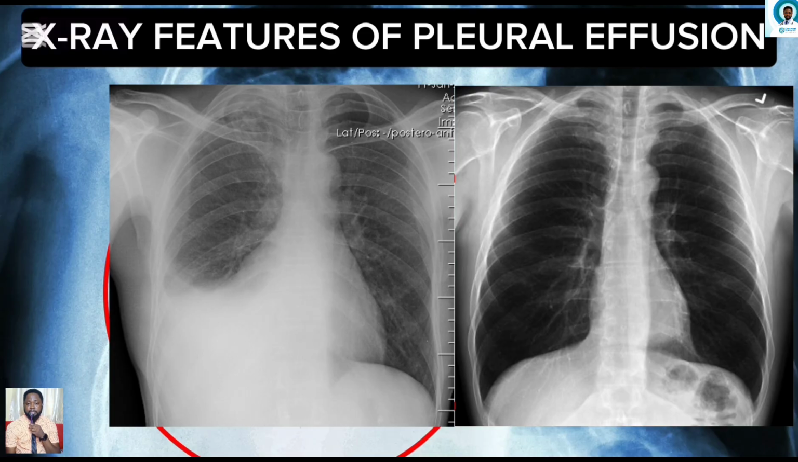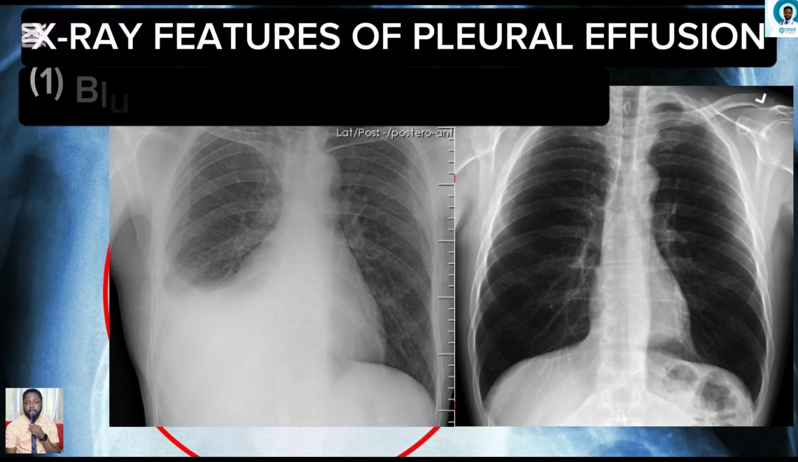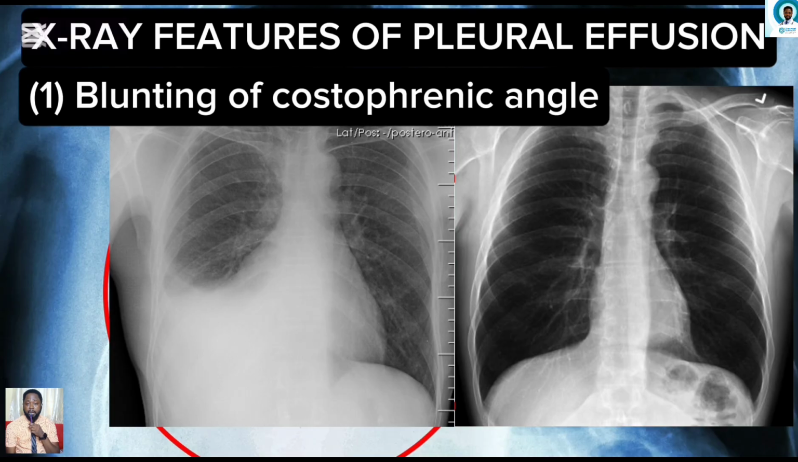Now, the features of pleural effusion include blunting of the costophrenic angles. This is the earliest sign of a pleural effusion, and at least 200 ml of fluid within the pleural cavity is enough to cause blunting of the costophrenic angles.